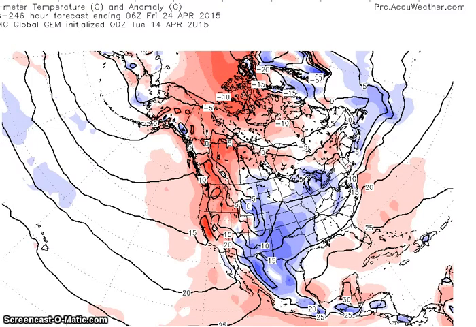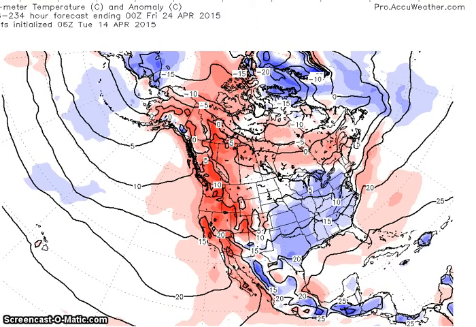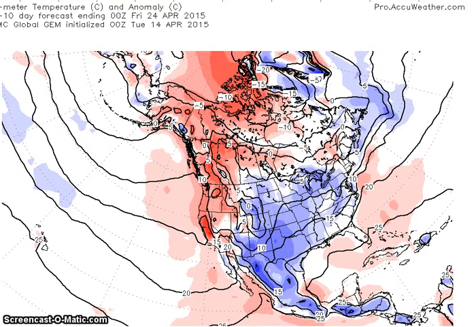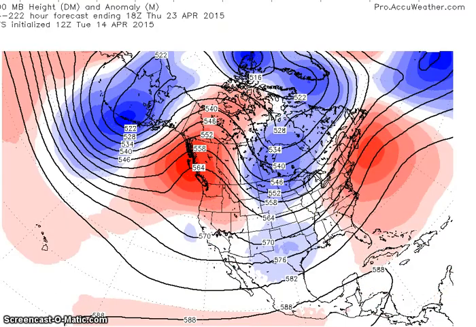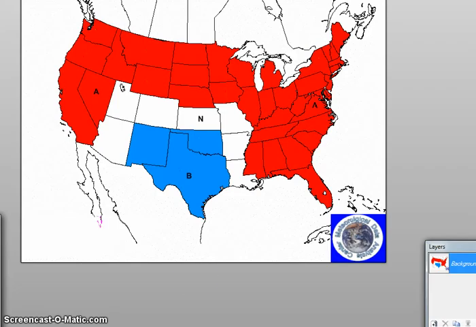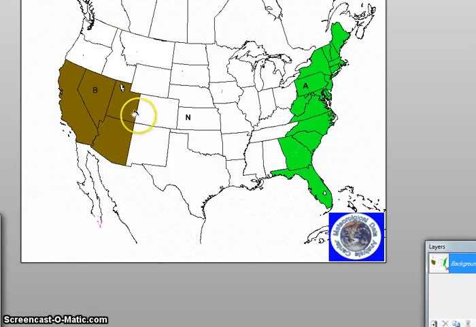Anomalies of 5 to 15 degrees below normal are forecast for a portion of the Southwest and southern Plains, and anomalies of 5 to 15 degrees above normal are forecast across a large area of the nation. So during this forecast period, I'm forecasting above normal temperatures here, below normal temperatures for this area, and for precipitation, below normal precipitation here, above normal precipitation for this region.